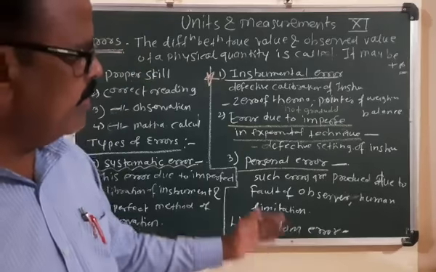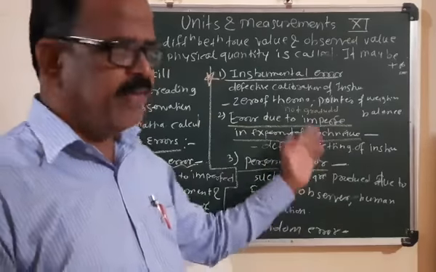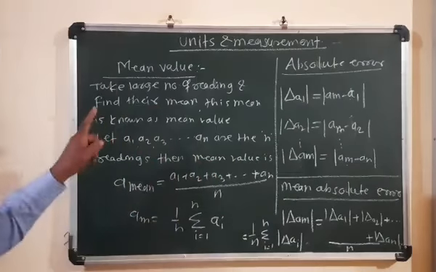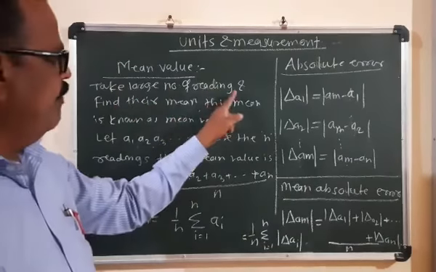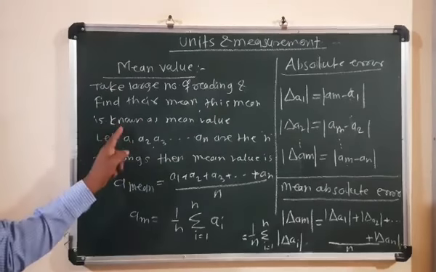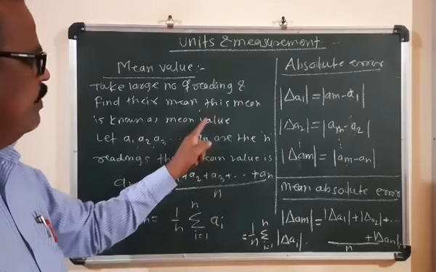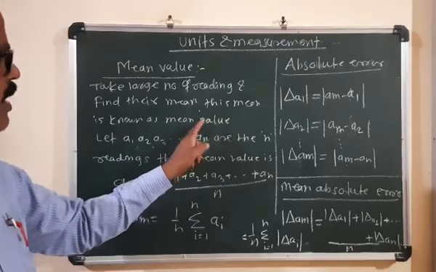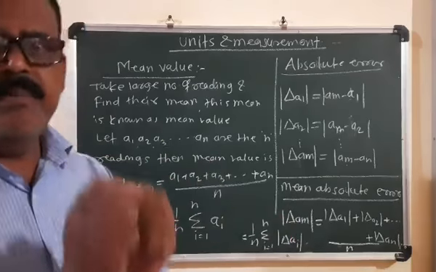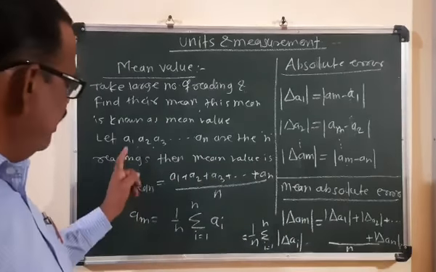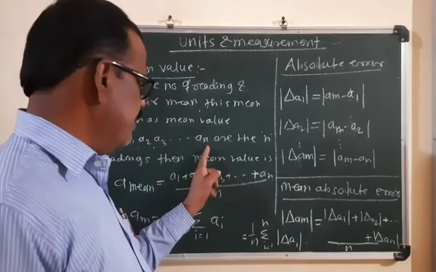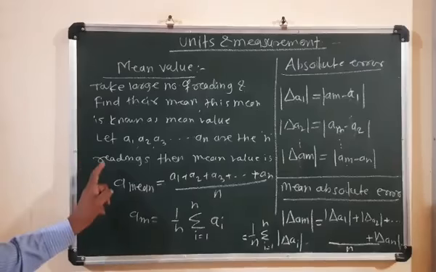The next point in this chapter is mean value. Take a large number of readings and find their mean. This is known as the mean value, or it is also called the average value. We take n number of readings, that is A1, A2, A3 and so on up to An.